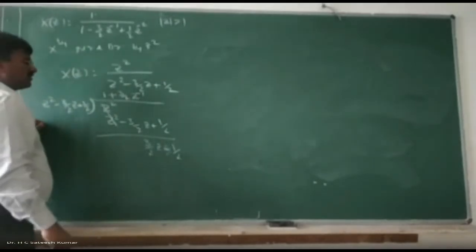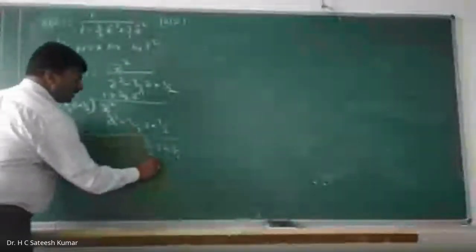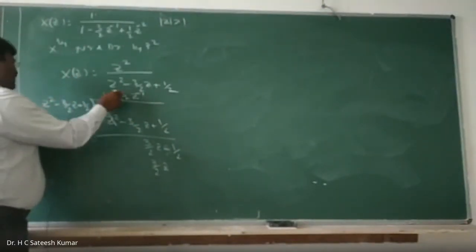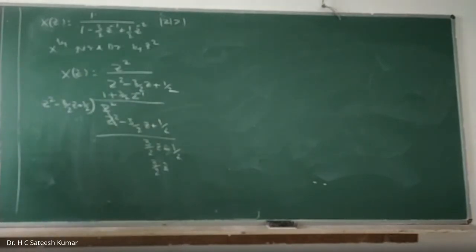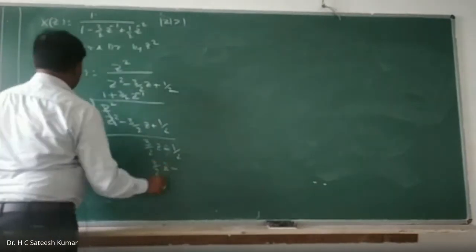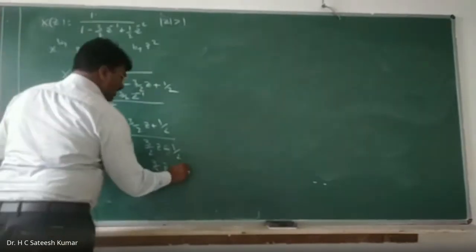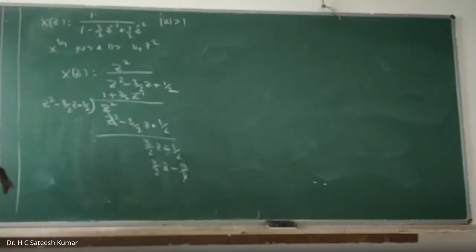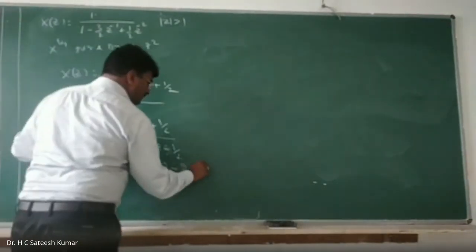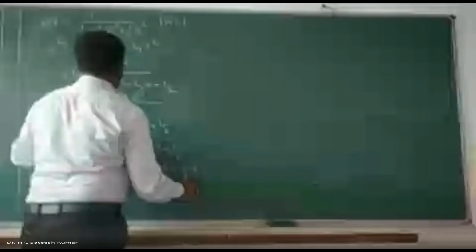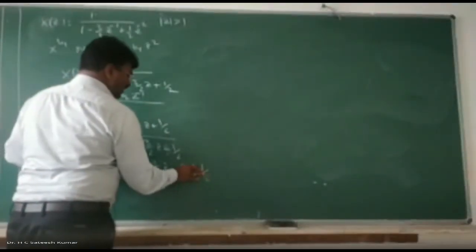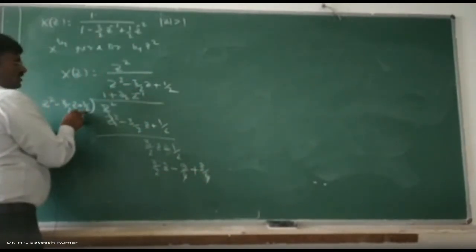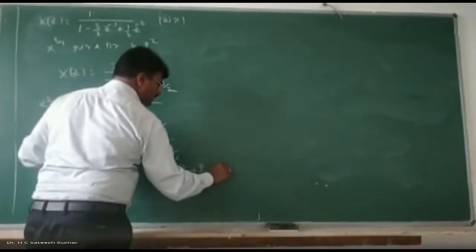Okay, right. So, now you multiply it. What will you get? 3 by 2 into 1 is 3 by 2, z to the power of minus 1 into z square is z, you will get it. And minus 3 by 2 is 9 by 4, z to the power of minus 1 into z is 1, you will get it. Plus half into 3 by 2, that is nothing but 3 by 4. 3 by 2 into 1 by 2 is 3 by 4 into z to the power of minus 1.